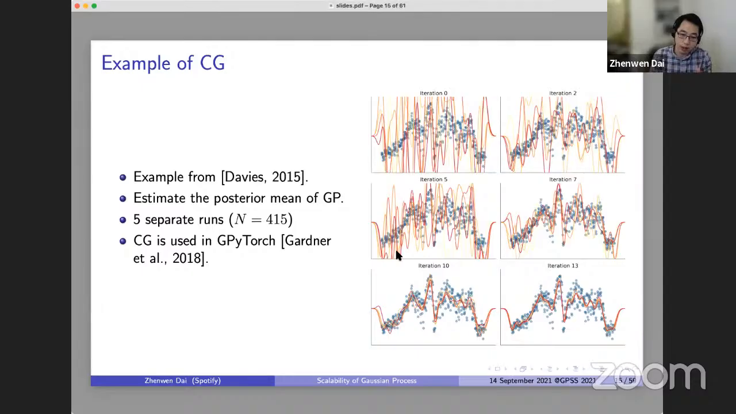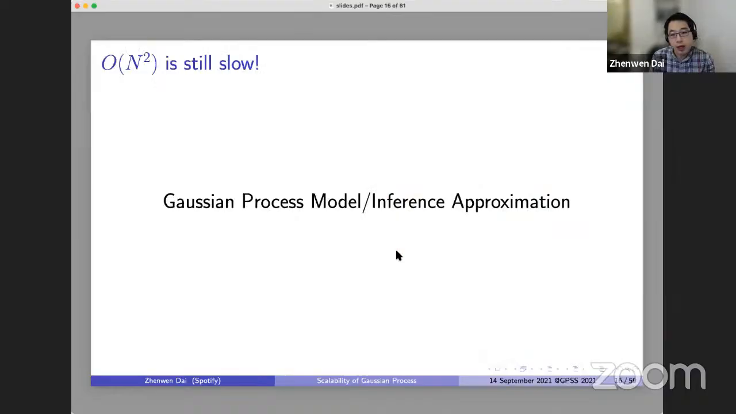And another thing I want to mention, just to link to more practical use cases: if you ever use the library called GPyTorch, it actually has a family of conjugate gradient methods implemented inside. Those methods are based on this particular idea, but with a better designed preconditioner and some reformulations of the conjugate gradient. Yeah, let's move on. So far, that's the conjugate gradient method that allows us to reduce the complexity from n cubic to n squared.